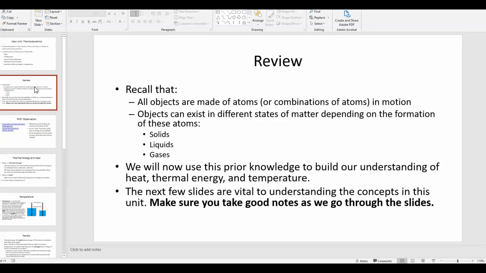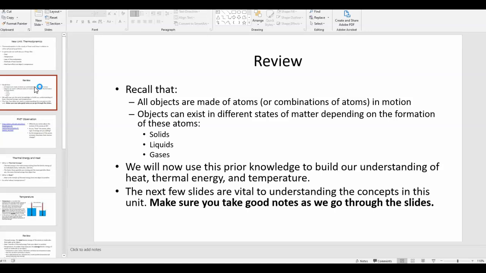You probably also learned in elementary school that objects can exist in different states of matter depending on their formation. So you have solids, liquids, and gases. Those are the three basic states of matter. There are other states of matter that we're not going to talk about, but those are the ones that you need to know about. Those are all things that you should have learned in past science classes.